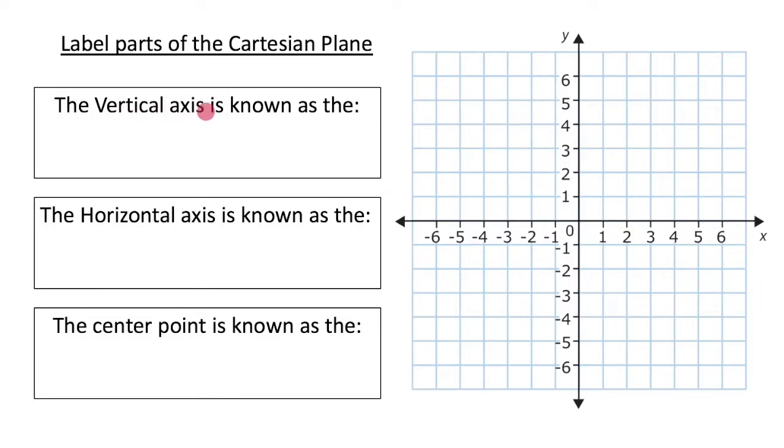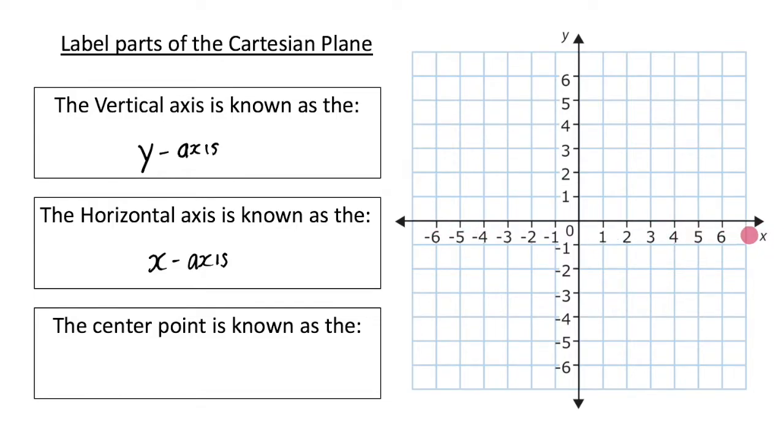So the vertical axis is known as the y-axis. So you should be writing this in the y-axis. And if you look here, here's my vertical axis, and we actually put a little y there, and that's us labeling the y-axis. Next, the horizontal axis is known as the x-axis. If we come here and look at our horizontal axis, we put a little x here, and that's us labeling the x-axis.